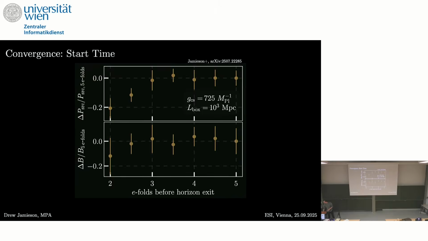And also, of course, you need to choose both the time that you start the simulation and how early you inject modes. Because if you inject them too late, you're going to miss some of the nonlinearity, and your results won't converge with respect to start time. And so this is how many e-folds before horizon exit the modes get injected, or the simulation starts. And if you start at, say, 2 or 2.5, it's not really early enough. But any time after that, 3 e-folds to 5, it works really well. So the results are really nicely converged.